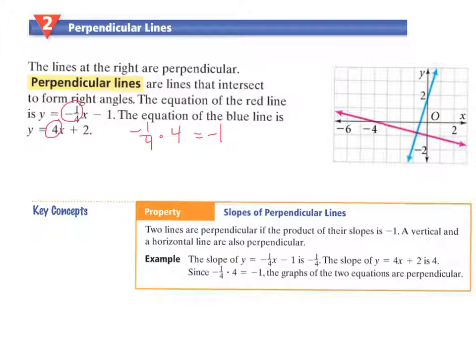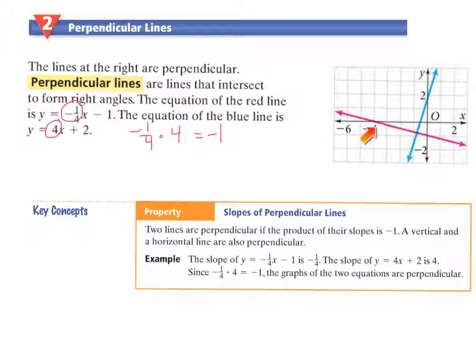Now, let's step aside here. A vertical line has an undefined slope. A horizontal line has a slope of 0. Those two lines are perpendicular, but their slopes do not have a product of negative 1. That's why there's a separate line here for them. Vertical and horizontal lines are also perpendicular.